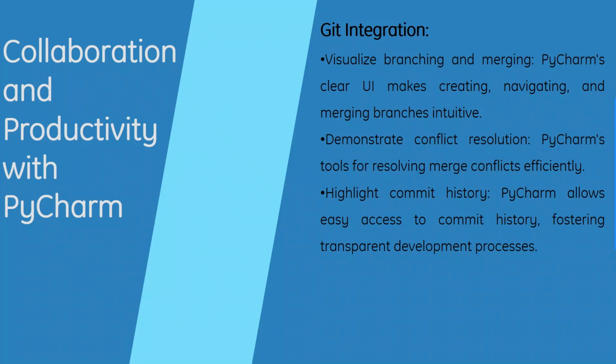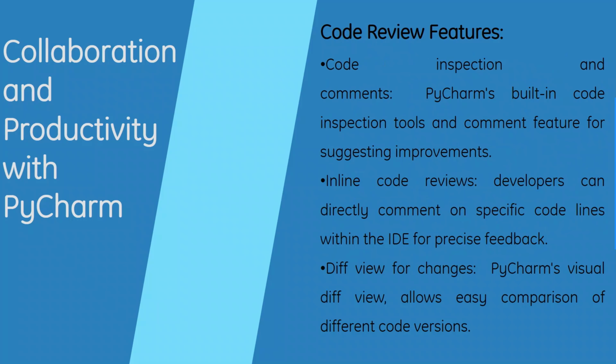So for collaboration and productivity with PyCharm, we'll see Git integration. So what are the collaborative and productivity things you can do with PyCharm using Git integration? We can visualize branching and merging, where PyCharm's clear UI makes creating, navigating and merging branches intuitive. And then we can demonstrate conflict resolution, such as PyCharm's tools for resolving merge conflicts efficiently. Then we can highlight commit history, as PyCharm allows easy access to commit history, fostering transparent development processes.